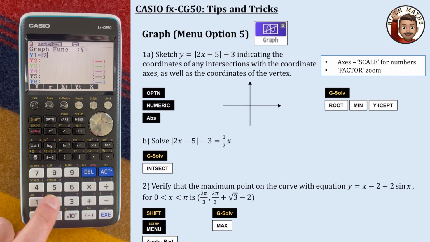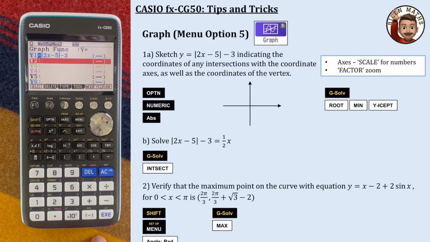and then we're going to be able to type in this 2x minus 5 minus 3. So we're going to do 2, and anytime you want to use a variable here, you're going to press this x theta t button. So it's going to be 2x minus 5, and then we'll scroll across and we'll put in the minus 3 that we have here. Now all you do is just press execute for it to actually draw the graph, or you can press draw that's at the top.